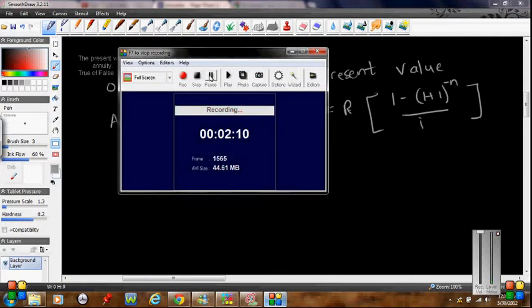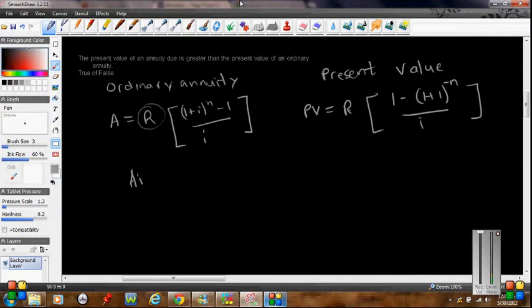Okay, let's get back to it. Sorry about that pause, I was making sure I was doing this right. So 1 plus I to the power of n minus 1, and then this is equal to R, right? In this case, we're not solving for the R value, we're solving for the present value of an annuity due, right?